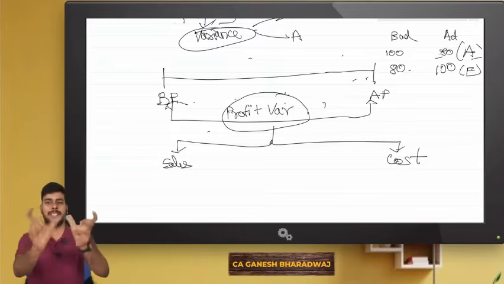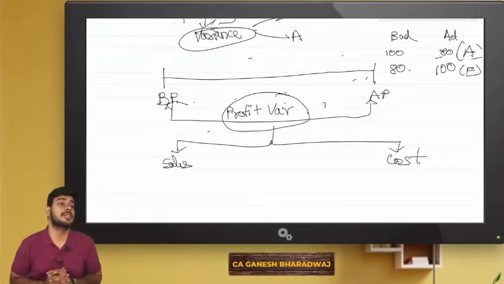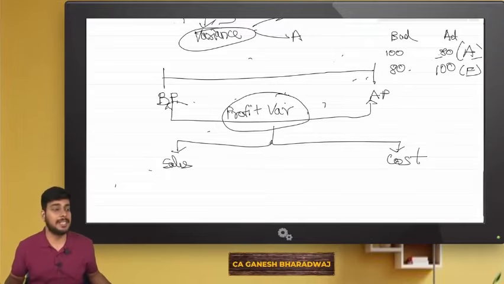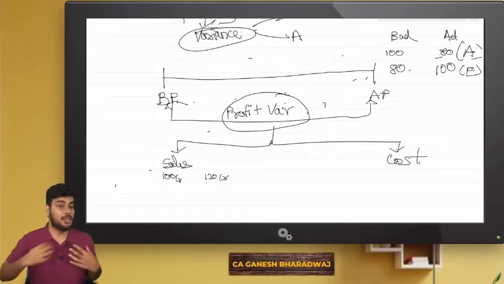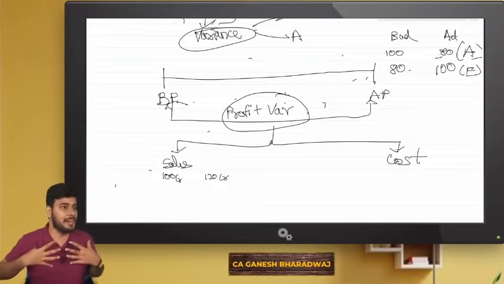So when my profit is changing, it could be because of changes on the sales side or changes on the cost side. Correct, guys? Example, they had budgeted a sale of 100 crores, but they have actually got a sale of 120 crores. Is this a favorable or an adverse variance? It's obviously favorable. I budgeted to sell only 100, but now I am able to achieve 120. So on the sales side, if your actuals are more than your targets, it is a favorable variance.